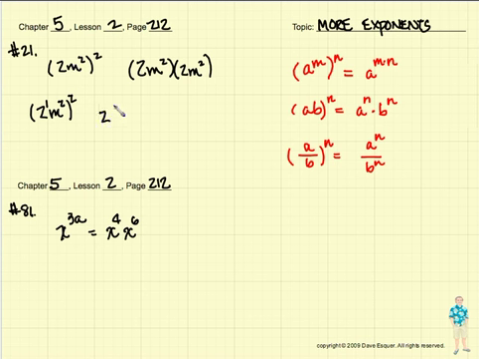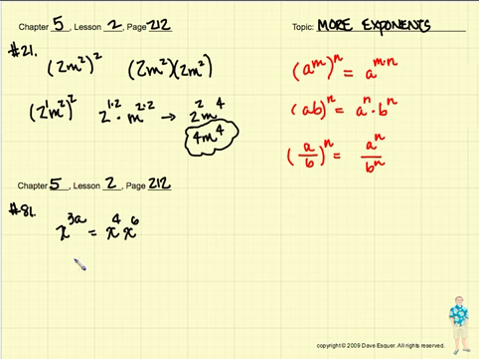This is saying 2 to the first power squared, times m squared to the second power, which means we multiply the exponents as well. We're going a to the mth to the nth power. So when we're all done with this, it looks like 2 squared m to the fourth power, or 4m to the fourth. So that's what our answer would look like. 2m squared, all that squared, is 2 squared m to the fourth.